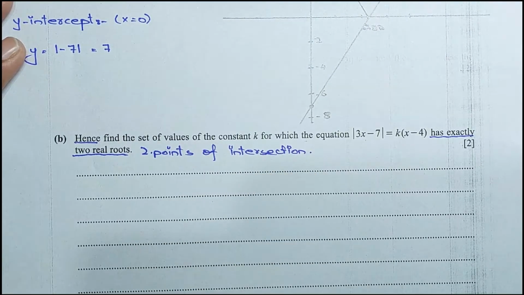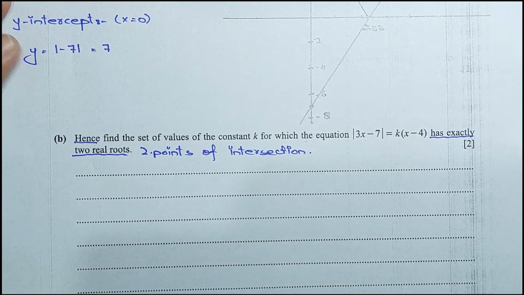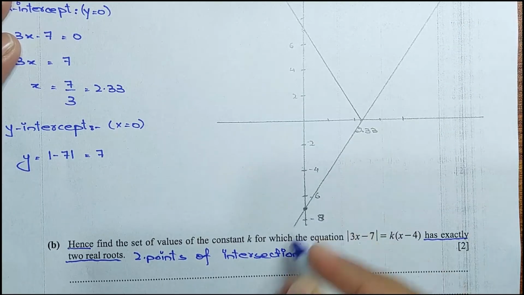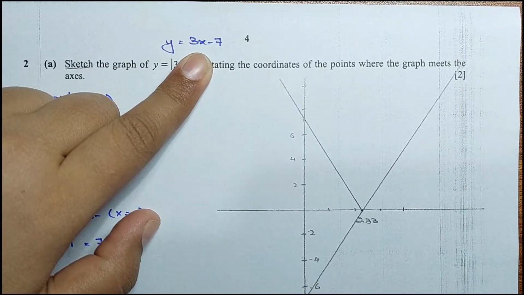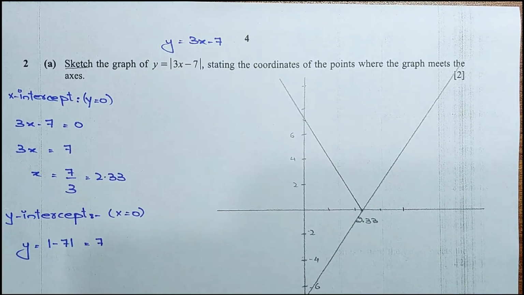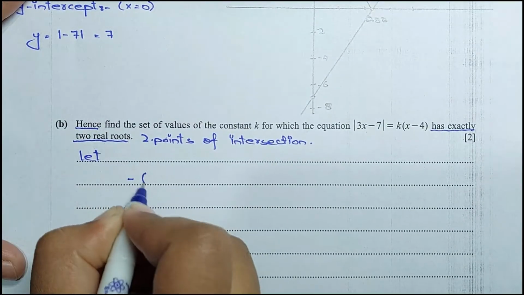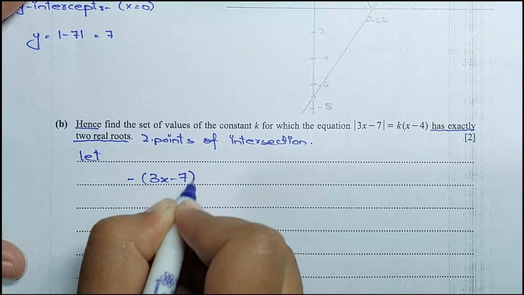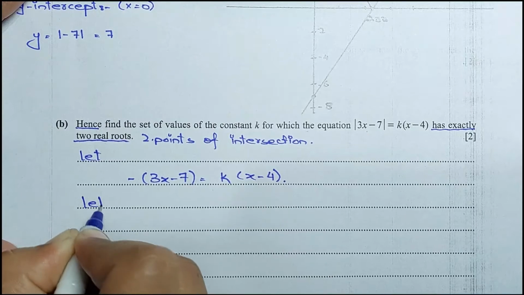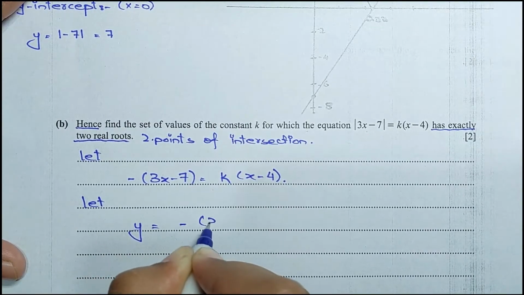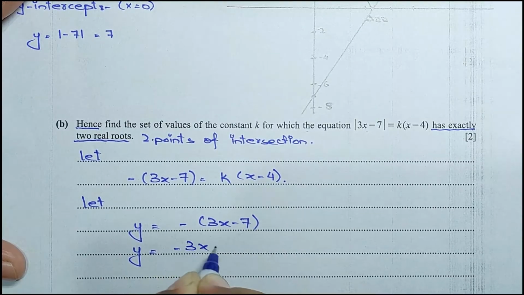All right, so if I take this with the negative, because as we know, this straight line is y equals 3x minus 7. But we are working with the whole absolute value, so let's take the negative: negative of 3x minus 7 equals k into x minus 4. So let us suppose y equals minus 3x plus 7.